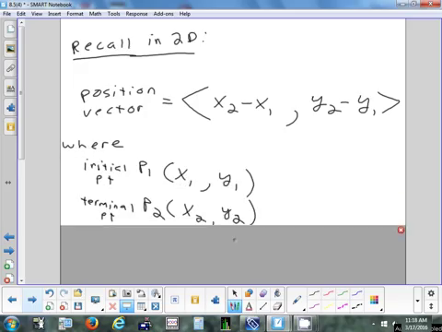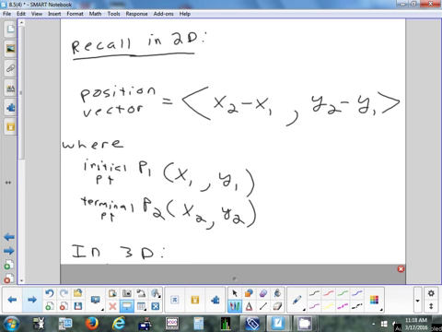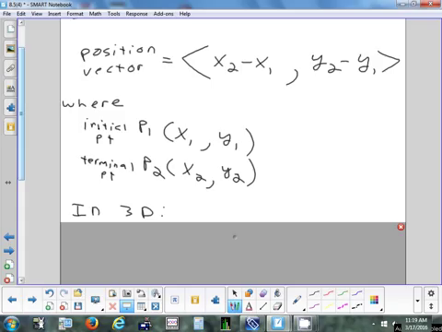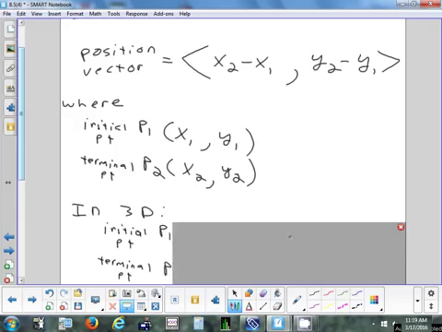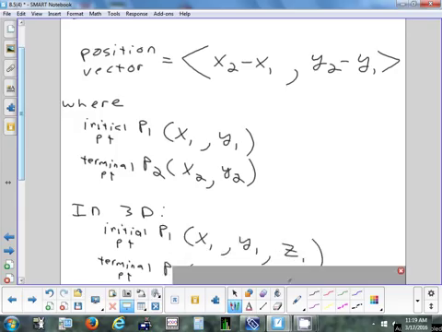And where are these coming from? These are the coordinates of the initial point and terminal point. Okay. What about in 3D? How do you think I'm going to represent my initial point? Let's just start with the coordinate itself, and then we'll do the position vector formula. So what's my initial point going to be? x1, y1, z1. Yep. And the terminal point, x2, y2, z2.